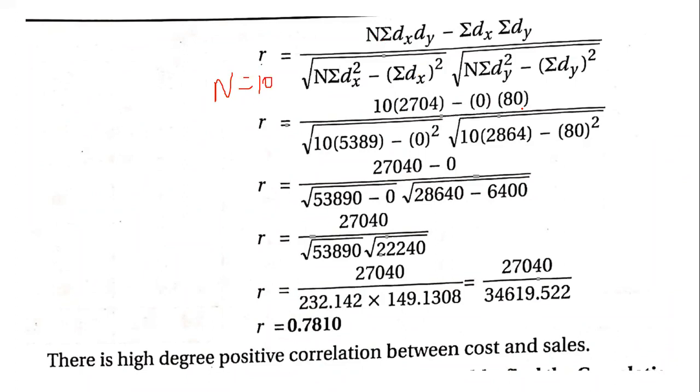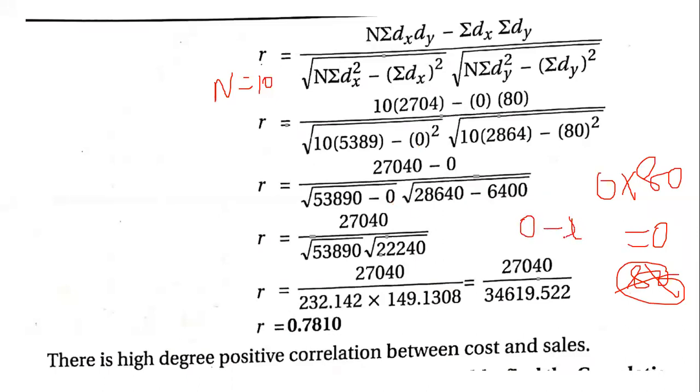Many of them might get confused here. 0 into any number is 0. Don't take the number. That is wrong. 0 into any number is 0. Divided by, again, 0 square is 0. 0 minus any number will be the number, or 0 plus any number will be the number. But when it comes to multiplication, 0 into any number will be 0. Fine. So 27040 divided by square root of 53890 and 22240. Then take the square root of these two numbers. You will get the correlation coefficient as 0.7810.